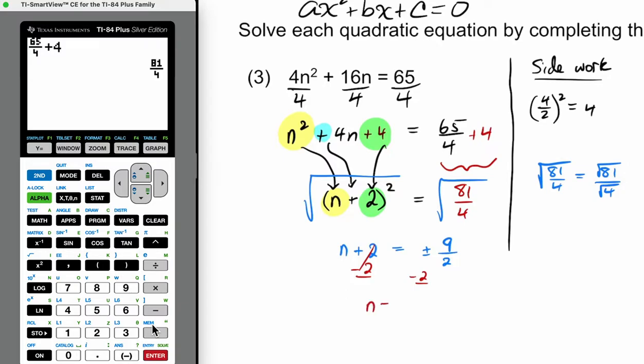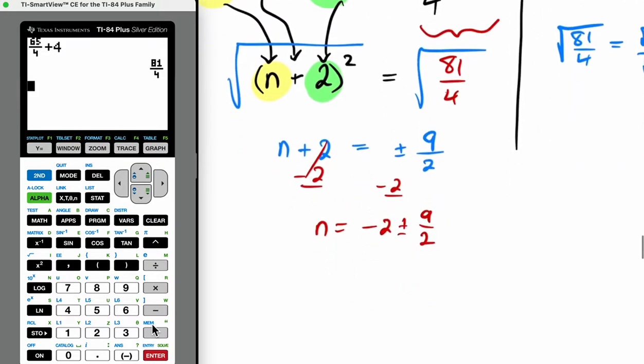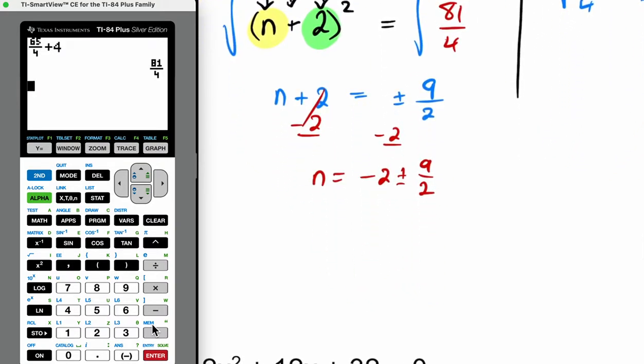And we'll get n is equal to negative 2 plus or minus. Now it becomes an operation. Negative 2 plus or minus 9 over 2. Now, because this is rational, not irrational, no radicals involved, I can't just leave it like this. So I split it and make two equations out of it. So I'd have n is equal to negative 2 minus 9 over 2, and n is equal to negative 2 plus 9 over 2.